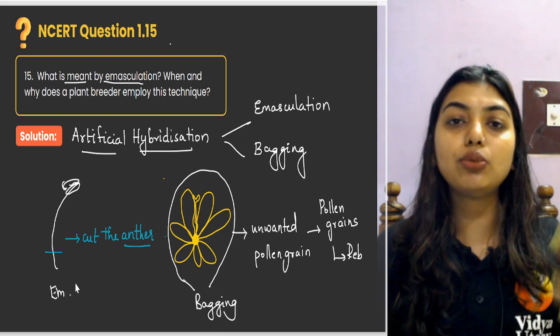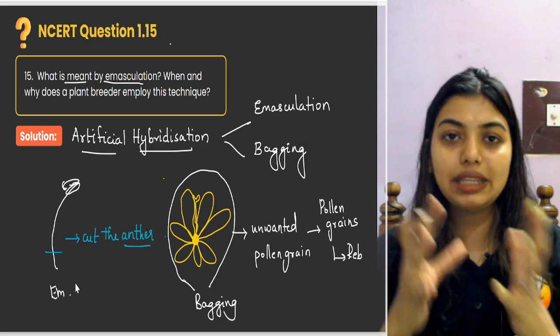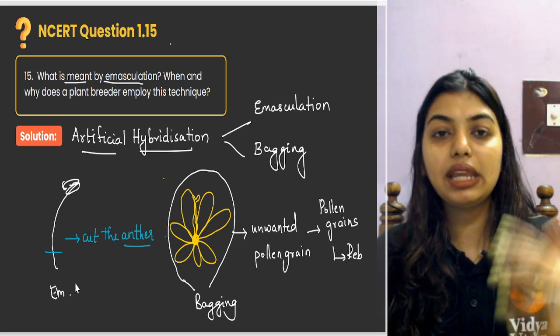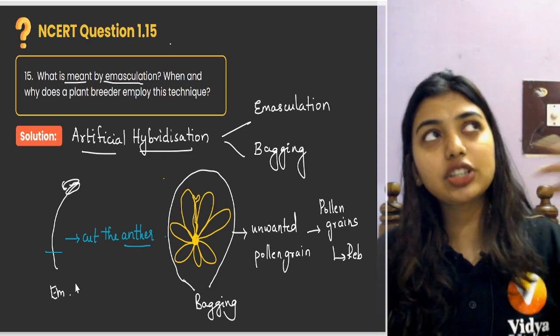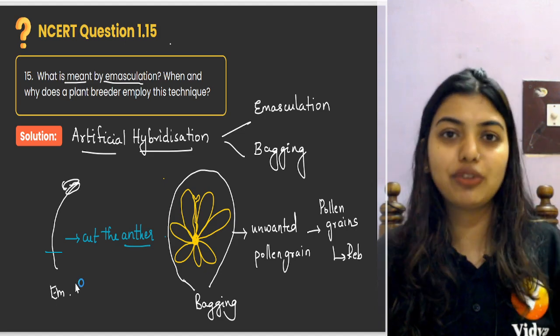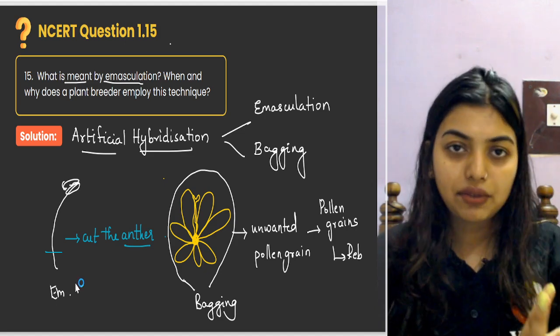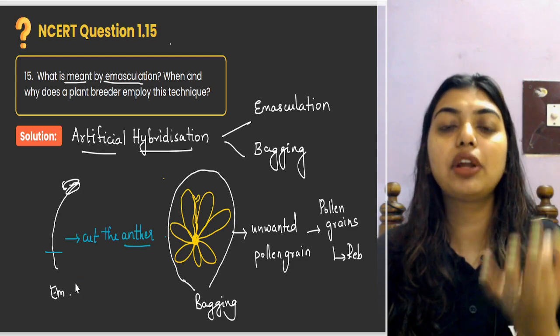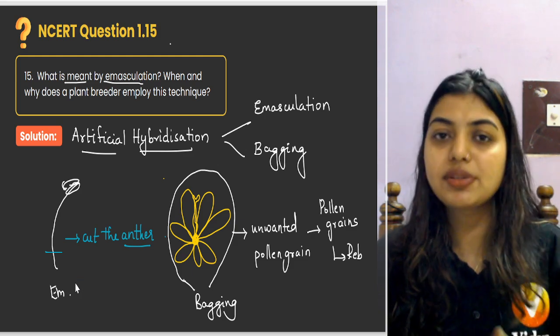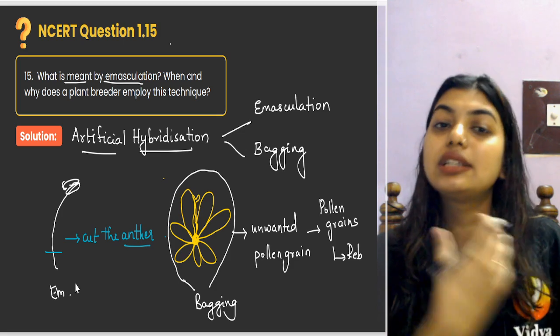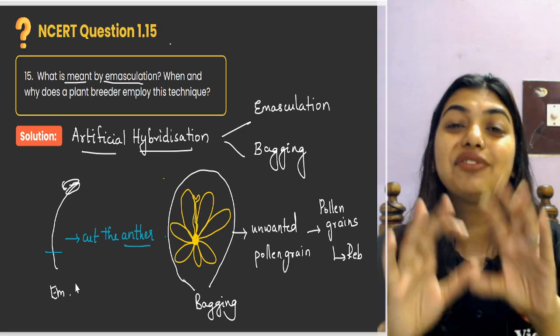Emasculation is when we remove the male part, right? It's not just the gamete, it's the entire male gametophyte, everything. So when we remove the anther from the flower to protect the flower from unwanted pollen grains or from self-pollination to get the desired variety, after that we bag the plant.